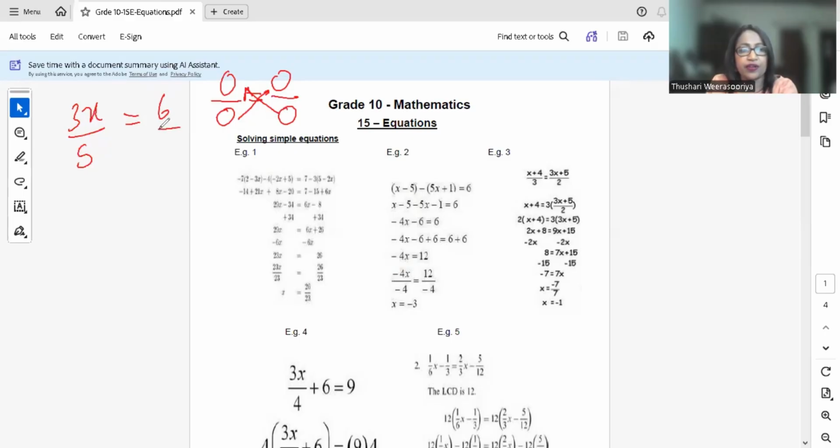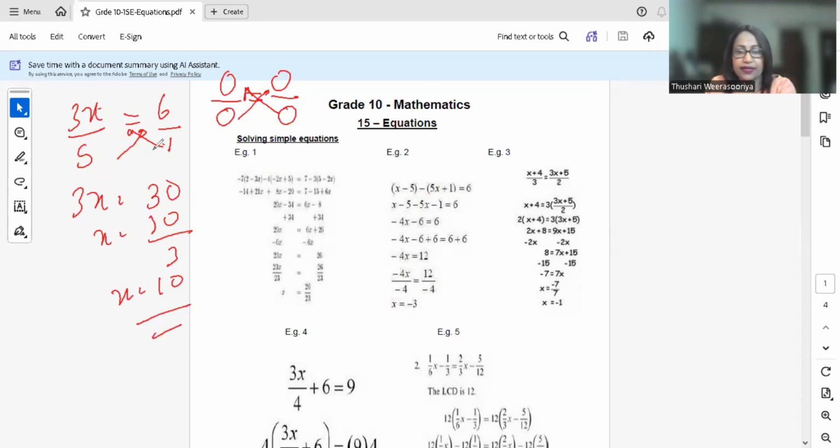Now this is 1. We'll put 1. Then 1 into 3x, 3x. Then 5 into 6, 30. We multiplied in cross form. That is called cross multiplication. We can apply the cross multiplication when you have only two fractions. Then 30 divided by 3, that is x equals 10. Can you understand that, right?